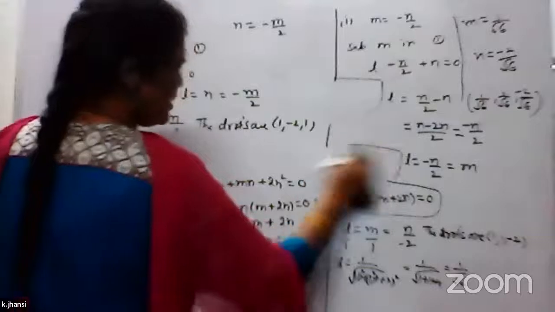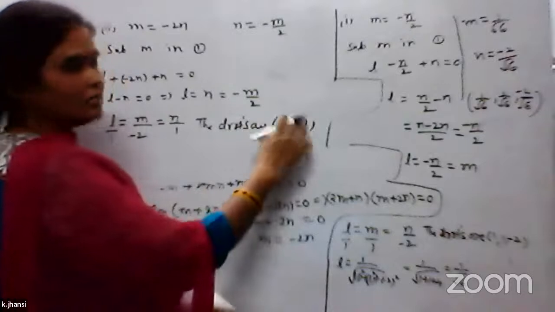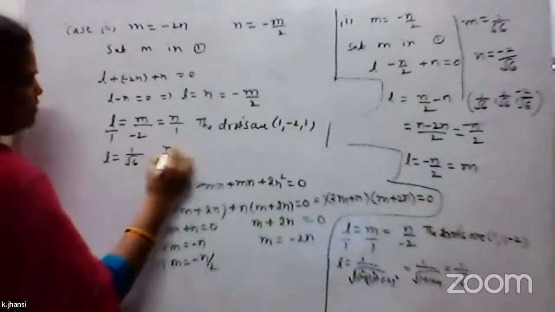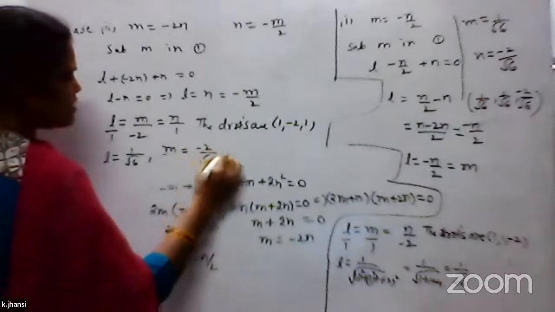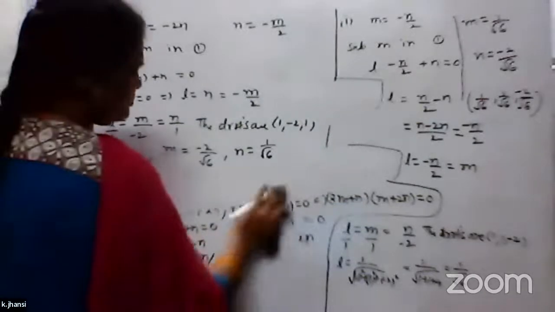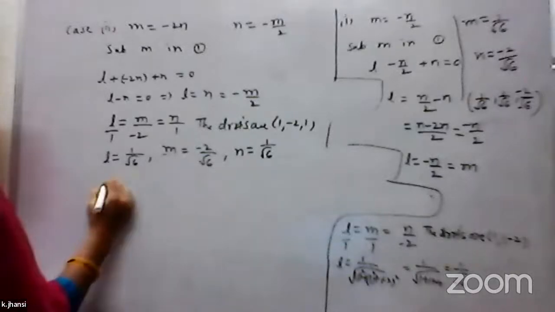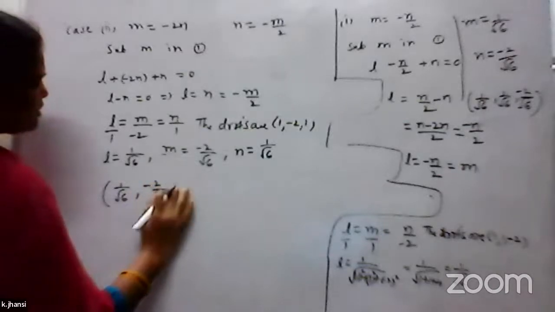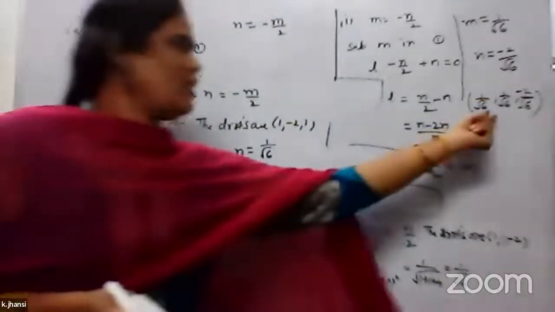So from the first one you can see in the denominator you will get the same root 6, that is 1 plus 4 plus 1, so it is 6. So you can write l equals, I'm writing here directly, m equals minus 2 by root 6. So l, m values are 1 by root 6, minus 2 by root 6. So for case 1 we have this one, and for case 2, this one.